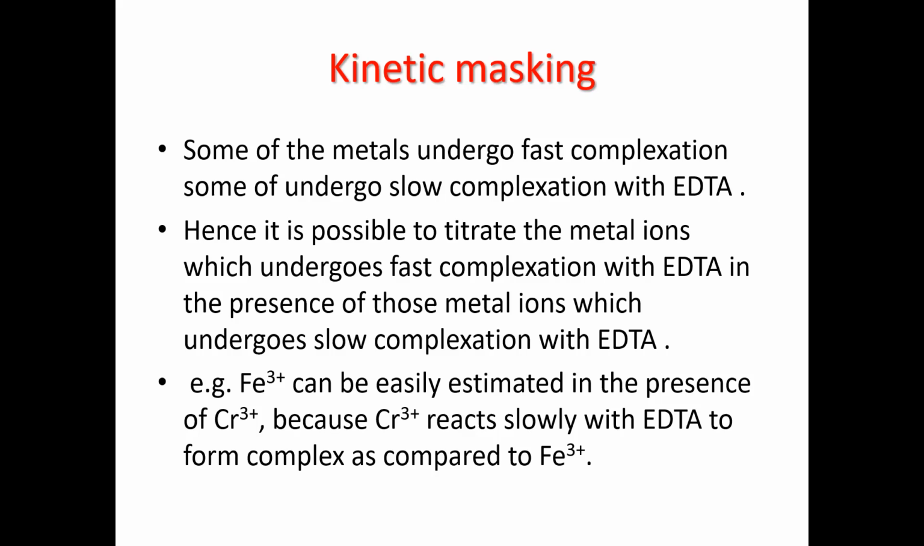In the presence of chromium 3, iron 3 can be titrated together with chromium 3 because chromium 3 reacts only slowly with EDTA, as compared to iron 3. So you first titrate iron 3 and later on titrate your second metal ion. So you can make use of kinetics to selectively titrate our metal ions with EDTA.